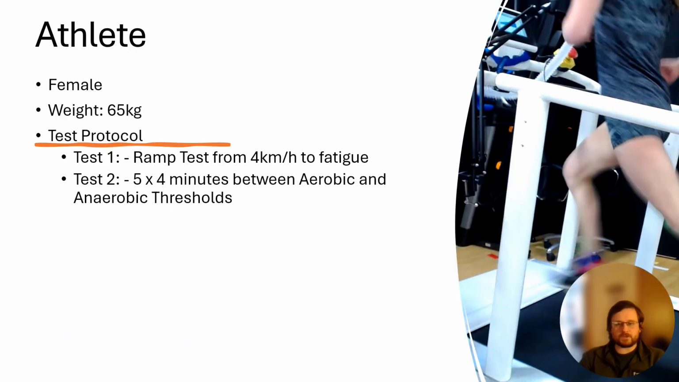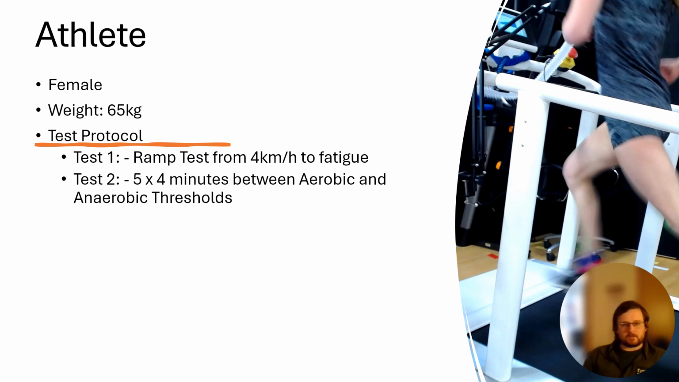So the runner that we're using here is a female runner. Weight was 65 kilos, and we do the fairly standard test that we do, the two parts of it. Test 1, max ramp test, starting at 4 kilometers per hour. Basically, we're increasing the speed every minute, going up by 1 kilometer per hour until that runner hits fatigue. And then we give them a rest, come back on.